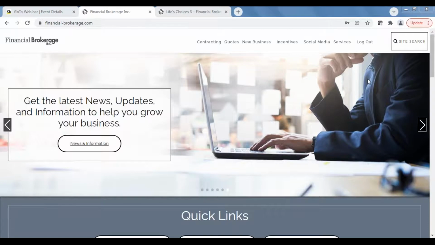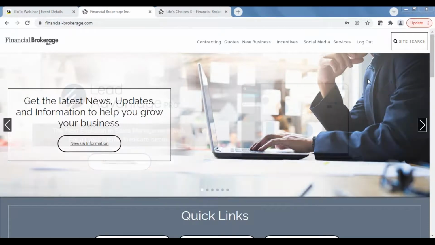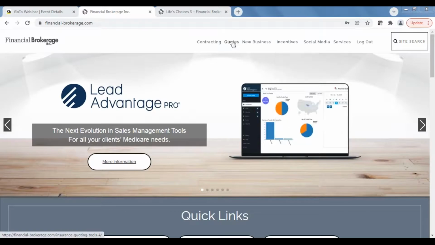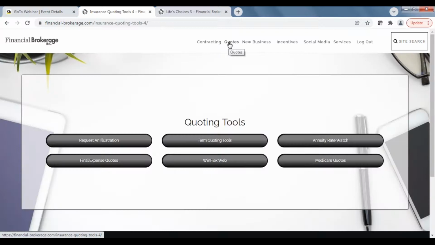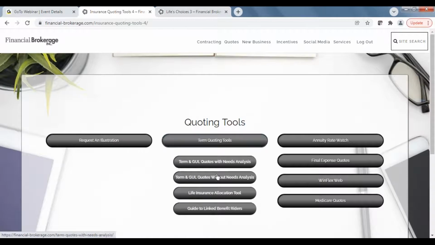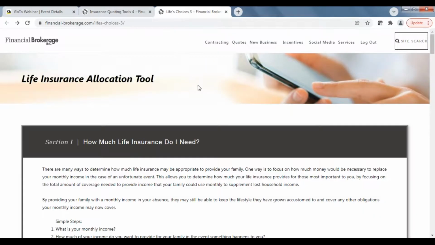Well, you need to log into our website, and I'll walk you through where to find it. If you hover over quotes at the top of the screen and then click on quotes, it should bring up the quoting tools. And we still don't see the life insurance allocation tool just yet, but we need to click once again on term quoting tools. And here it is, the 3rd item down, the life insurance allocation tool. So that's where you can find it on our screen. Now, I already have this brought up on another tab on our website, so I'm going to go right there. And this is what you'll see.